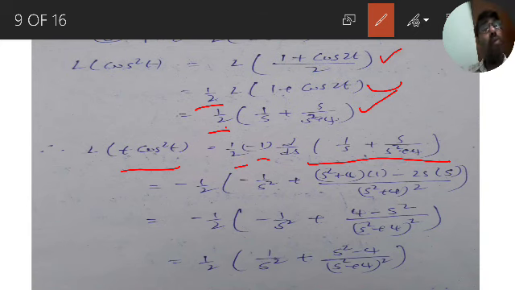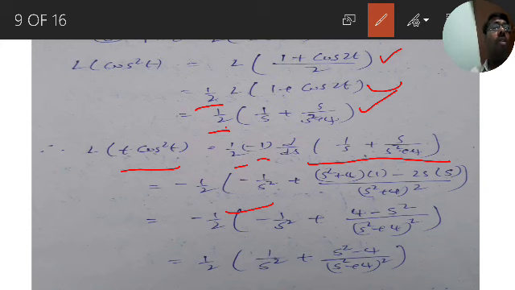1 by s means s to the power of minus 1. Which formula? Derivative of x to the power of n is n into x to the power of n minus 1. So derivative of x to the power of minus 1 is minus 1 into x to the power of minus 2, that is minus 1 by x square.